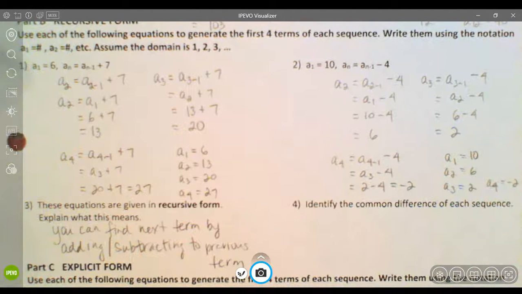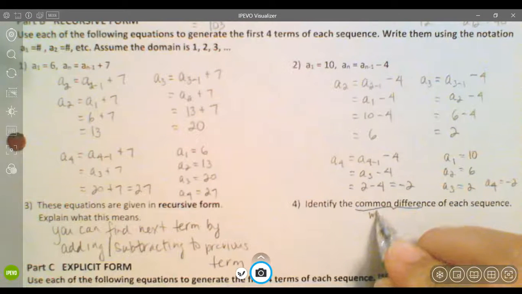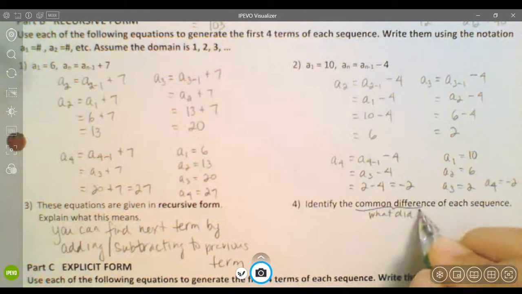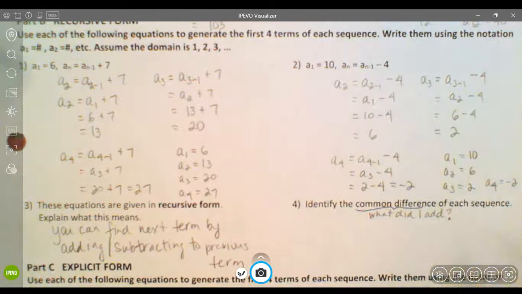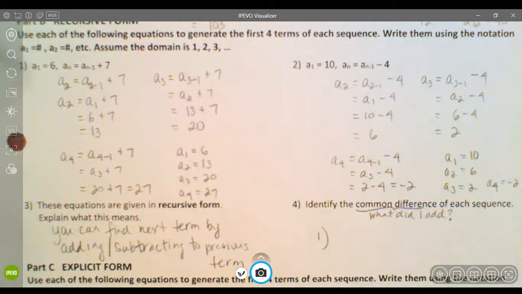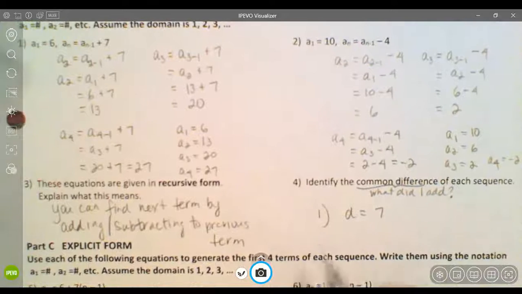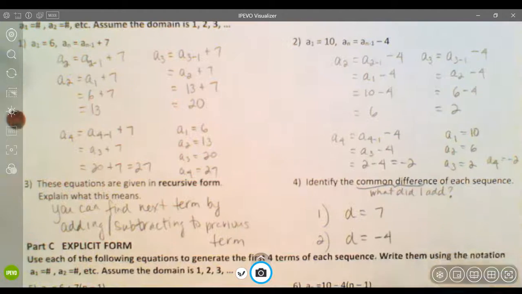Identify the common difference. The common difference is, what did I add to get to the next term? In the table above, we added 3, so the common difference was 3. So what did I add in example number 1? It looks like I added 7. So D equals 7. And in number 2, what did I add? Well, I subtracted 4, which means I really added negative 4.